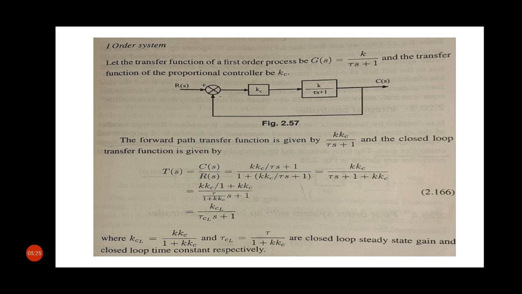Now the forward path transfer function is given by K Kc/(tau s + 1), and the closed loop transfer function is T(s) = C(s)/R(s), which is equivalent to [K Kc/(tau s + 1)] divided by [1 + K Kc/(tau s + 1)]. If we simplify this equation, we get K Kc/(tau s + 1 + K Kc).